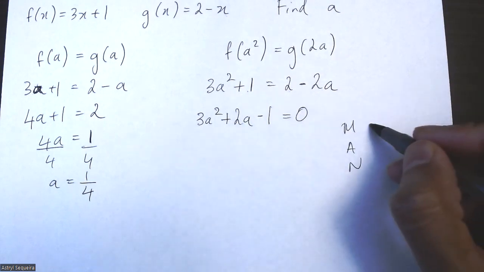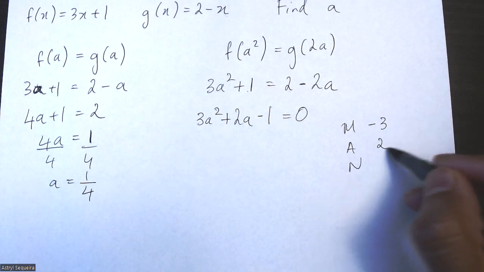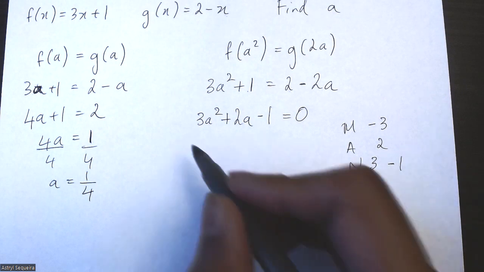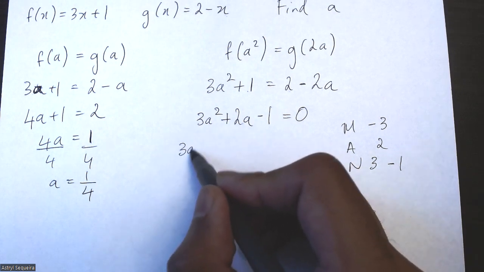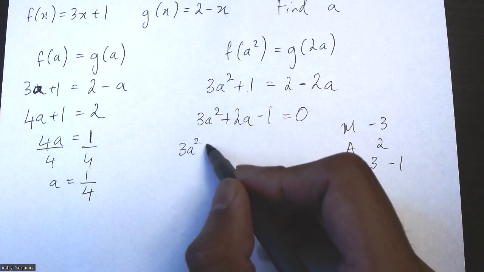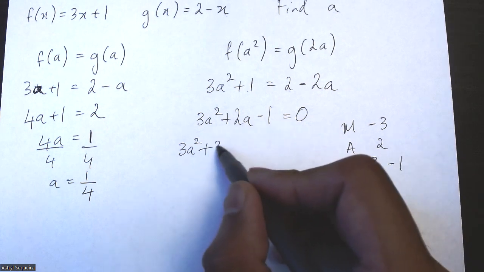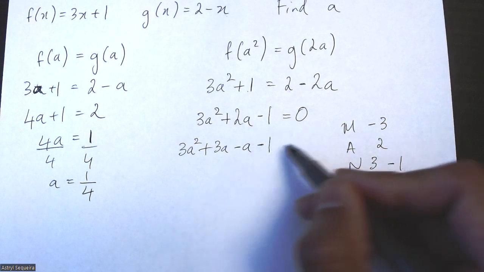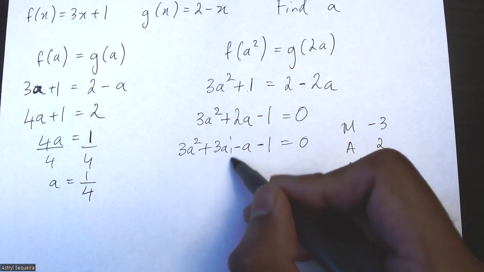So what multiplies to negative 3 and adds to positive 2? That's just 3 and negative 1. Now I have to do factoring by grouping. So 3a squared, I'm going to split the 2a into 3a and negative 1a, which is just negative a, minus 1. And now I'll group this.